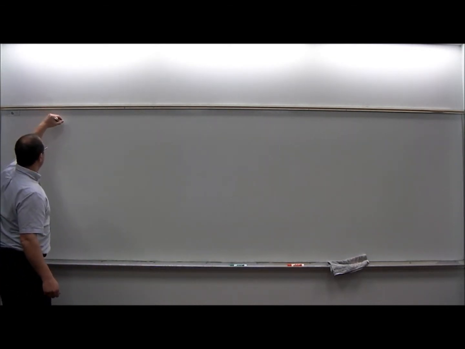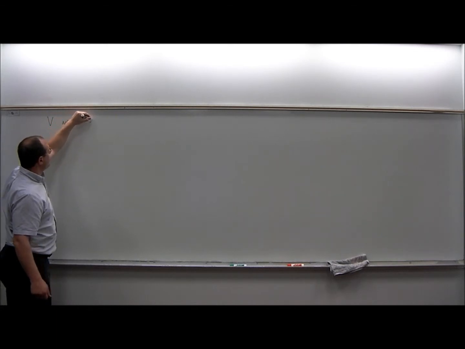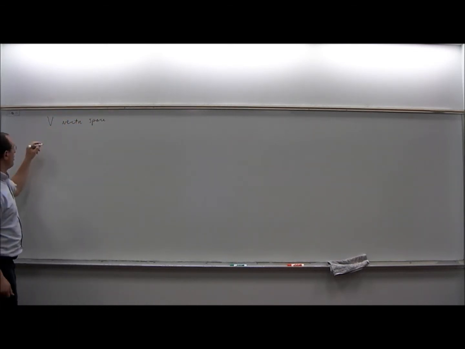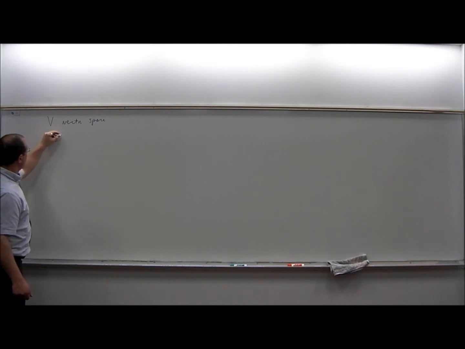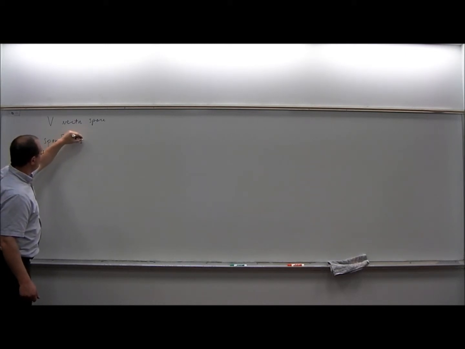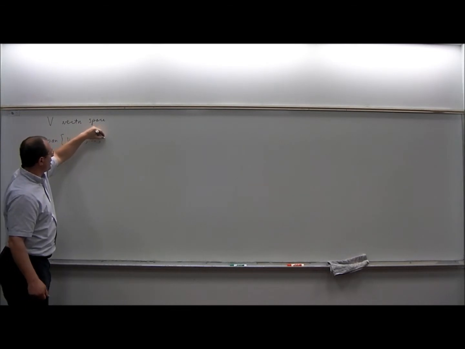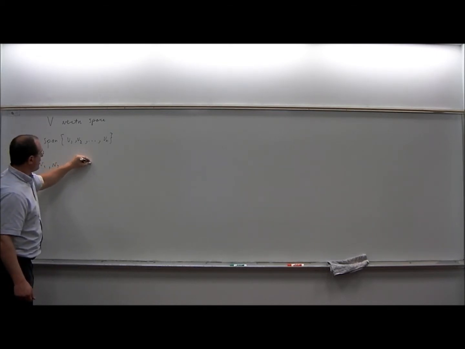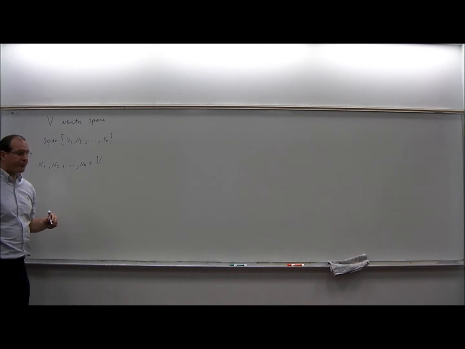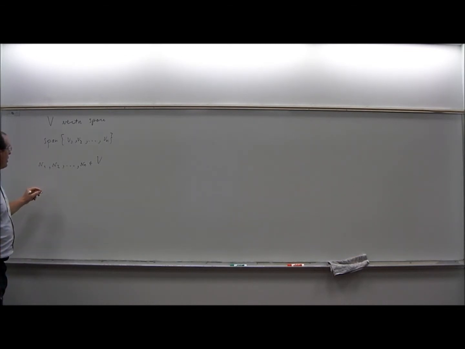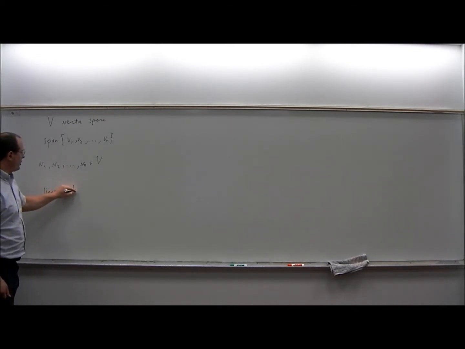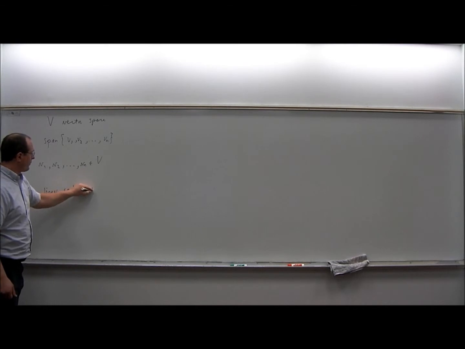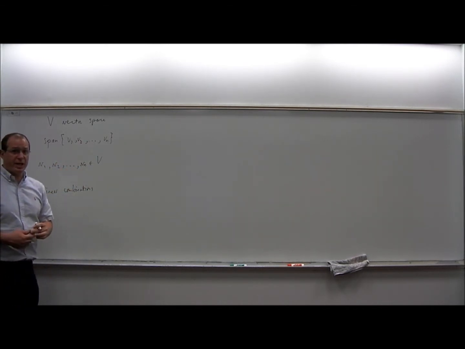So let's suppose that V is a vector space, and we're going to define the span of the vectors V1, V2, V3, etc. up to Vn, where all of these vectors are elements of the vector space V. So the definition of the span, it is the set of all linear combinations of the vectors V1 up to Vn.